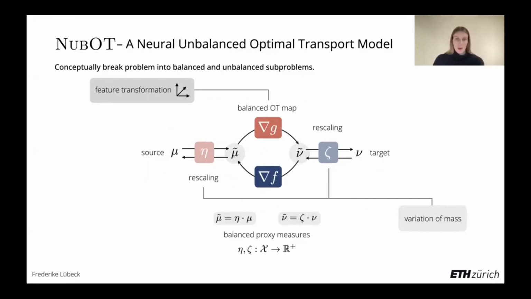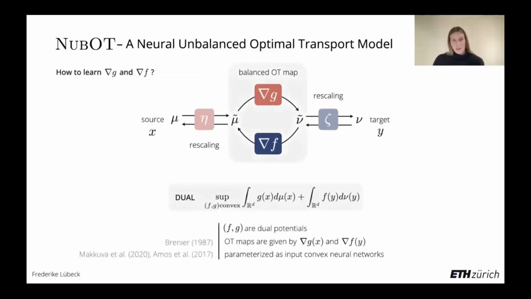We learn these components in an alternating optimization scheme. In each step, we solve the balanced problem using the dual formulation of optimal transport, which involves two convex potentials, F and G, and thanks to a famous result from Brenier, the optimal transport maps are then given by the gradients of these potentials. As F and G have to be convex with respect to their inputs, they are parameterized by input convex neural networks.